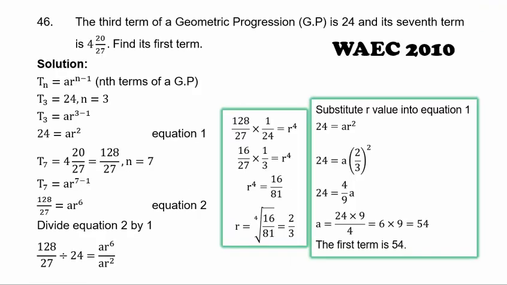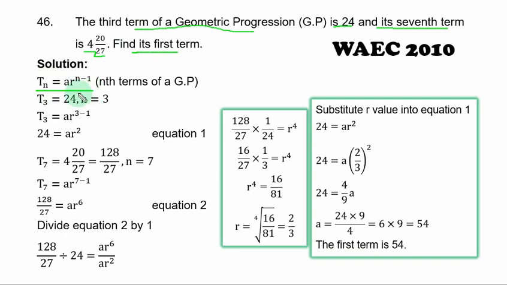Example 46. The third term of a geometric progression is 24 and its seventh term is 4 20/27. Find its first term. Solution: we go by the nth term formula for a geometric progression.